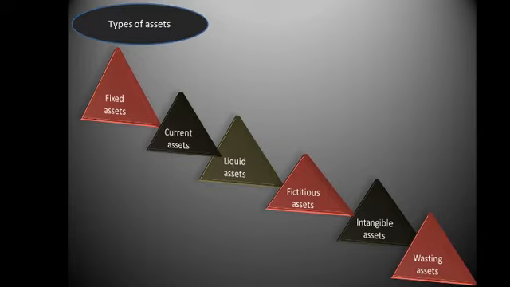Then the next one is the current assets. Current assets are those assets that can last for a short period of time, not more than 12 months, not more than 1 year. Example, we have our debtors, we have our stock, we have our cash in hand, our cash at bank, etc. All these ones are under current assets. Then the next one is liquid assets.